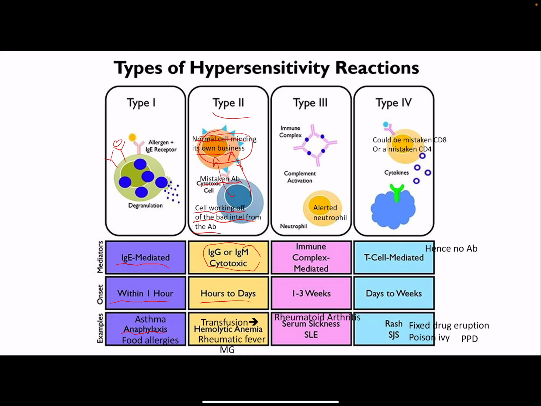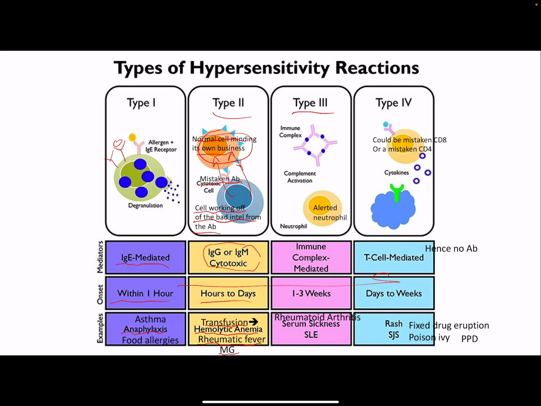These are all going also in terms of time. Type 2 is longer than type 1, type 3 is longer than type 2, and type 4 is the longest. So for type 2, this would be transfusion. I said it often is with red blood cells. Hemolytic anemia, so maybe for your own red blood cells. Rheumatic fever, and myasthenia gravis would be another example.